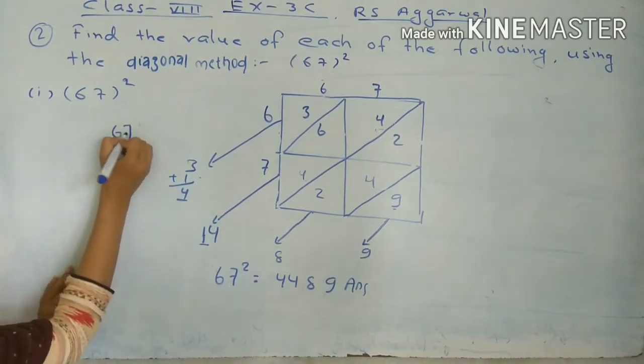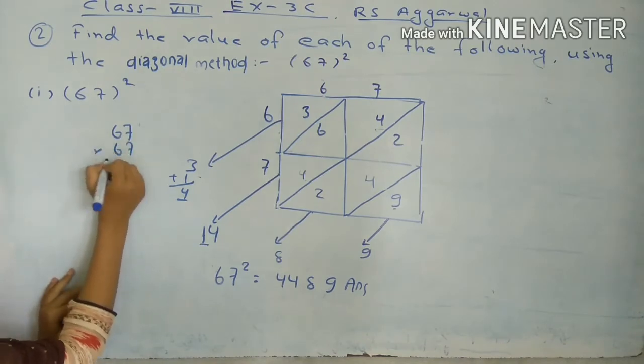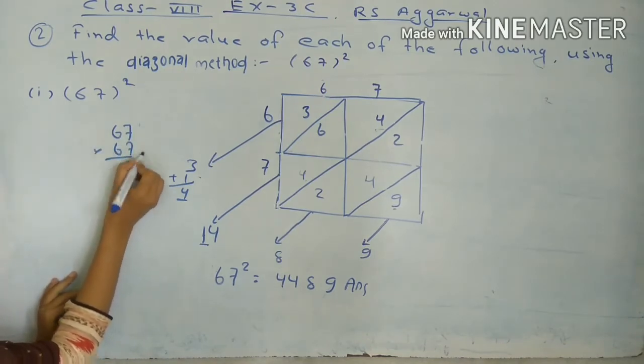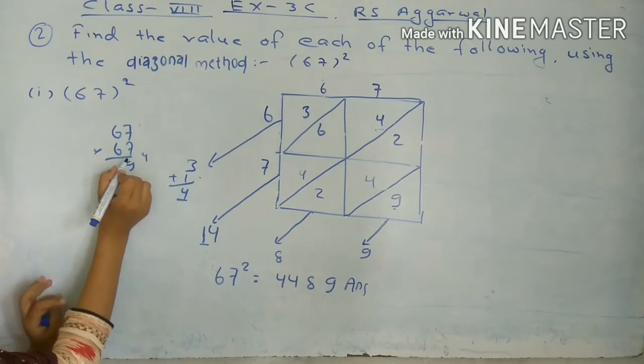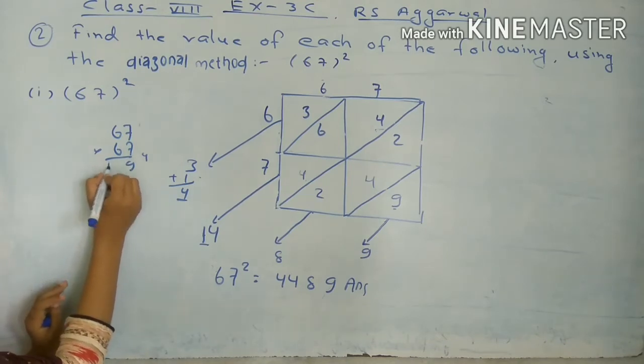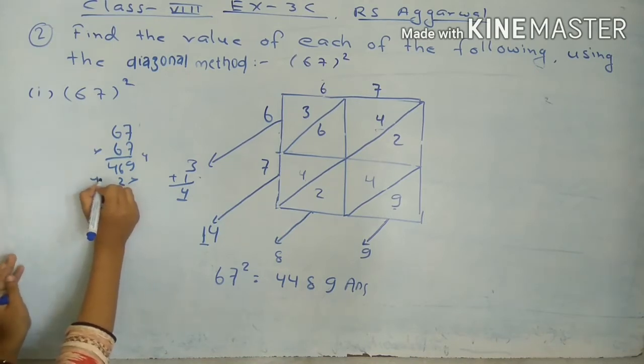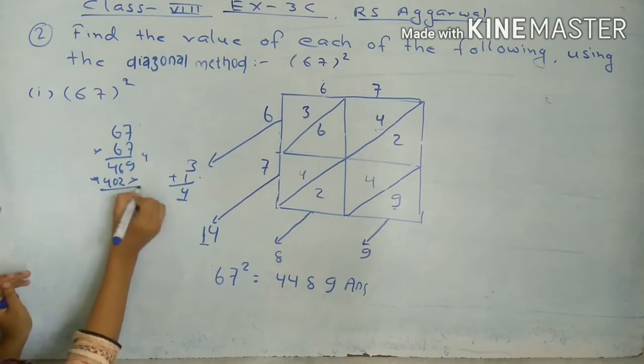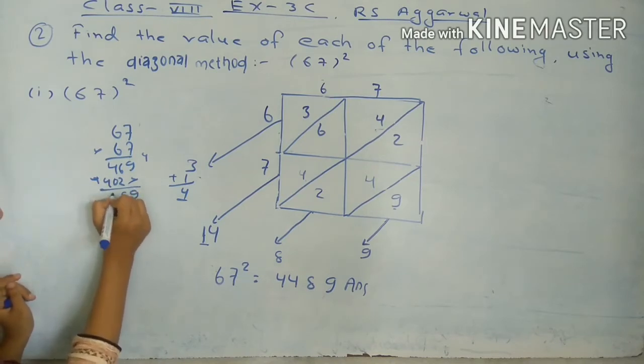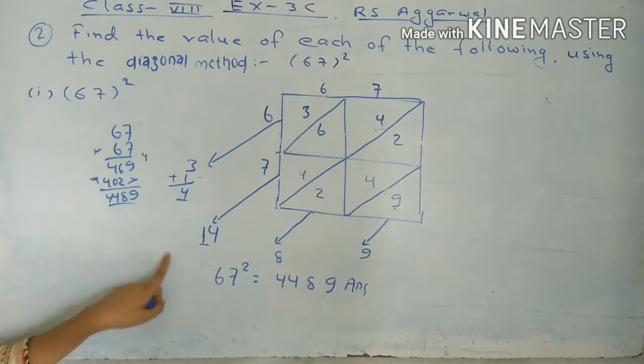Like 67 into 67. So 7 7s are 49. So 9, 4 will carry. 6 7s are 42, 43, 44, 45, 46. And 6 7s are 42, so 2, 4 carry. 1, 6 30, 37, 38, 39, 40. So 4, 4, 8, 9. You can see it is the right answer.